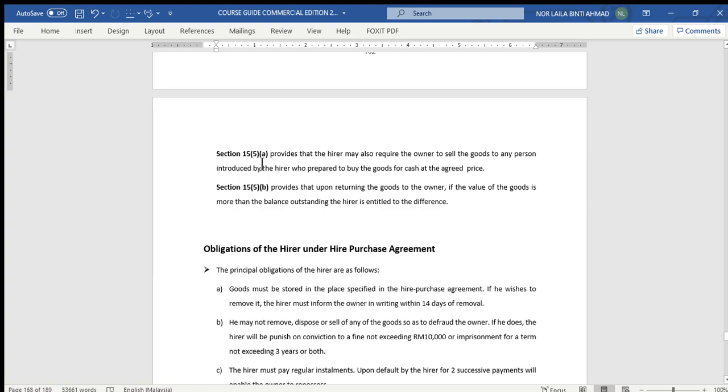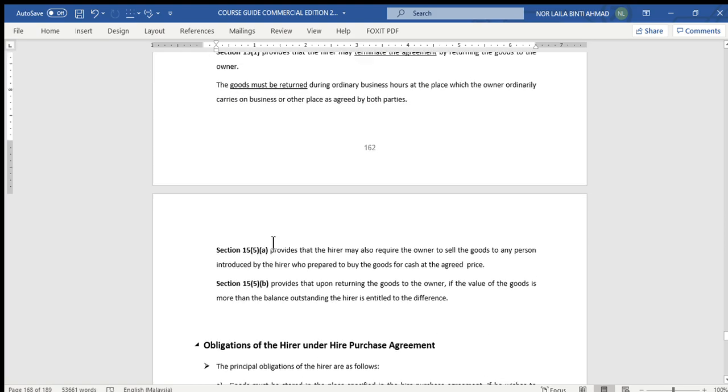Under Section 15 subsection 5A, the hirer may also require the owner to sell the goods to any person introduced by the hirer who is prepared to buy the goods for cash at the agreed price. So the hirer may introduce any person, then that person must pay in cash. And based on subsection B, upon returning the goods to the owner, if the value of the goods is more than the balance outstanding, then the hirer is entitled to the difference. So kalau value tu lebih tinggi daripada balance outstanding of the goods, then the hirer is entitled to the difference amount.